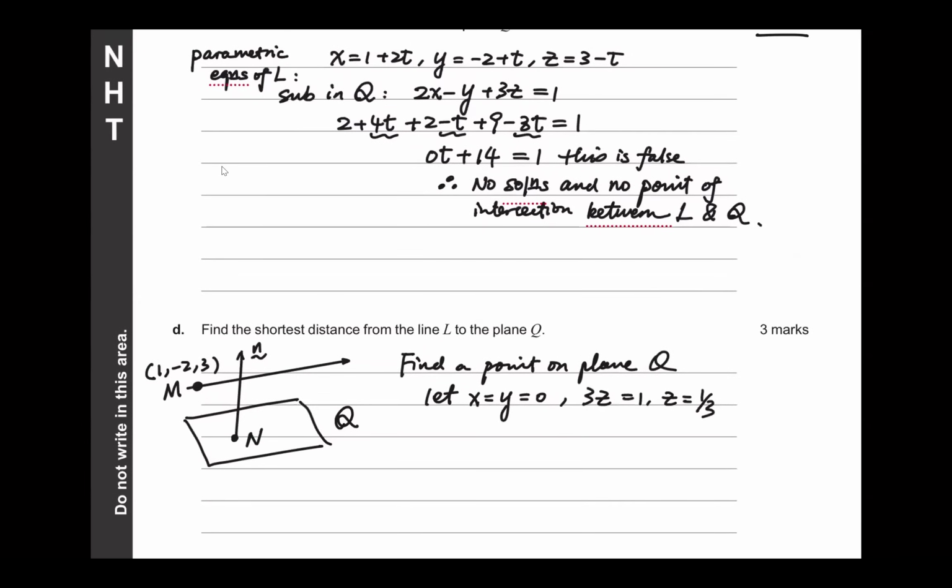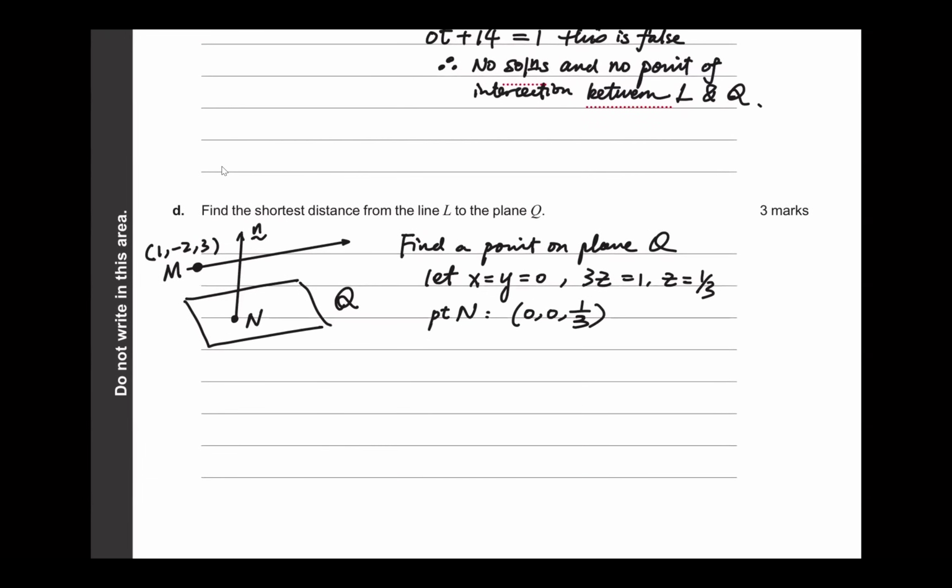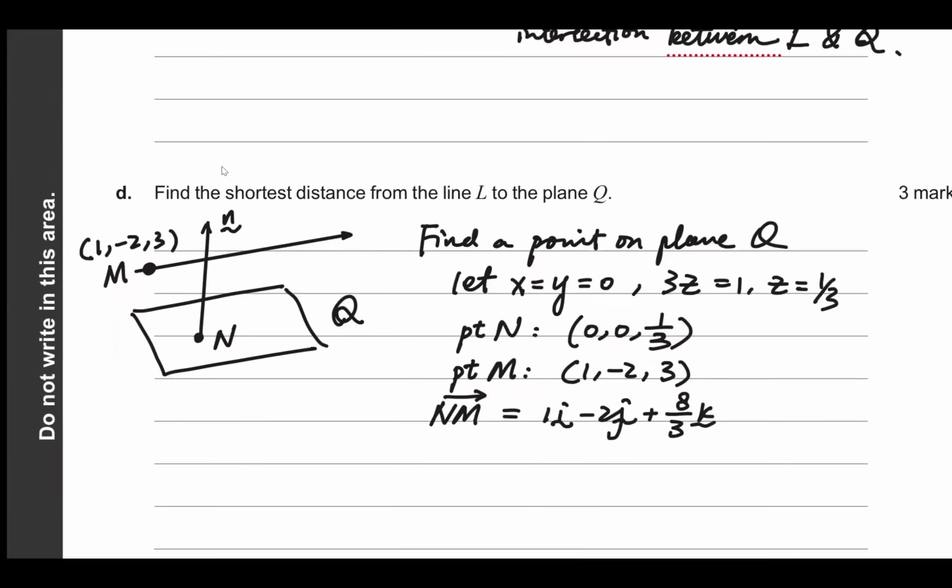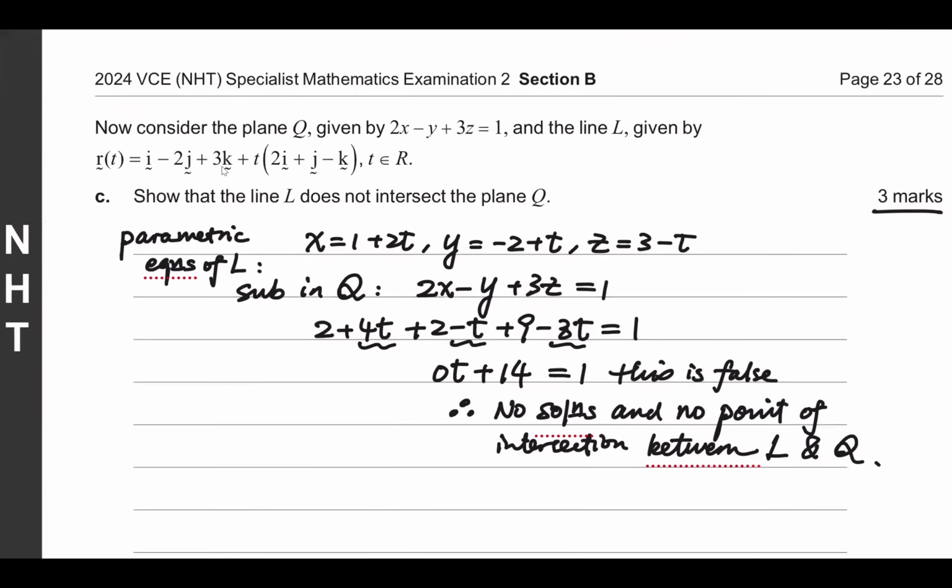So let's name this as N. Point N is 0, 0, 1/3, okay? Point M, 1, minus 2, 3. So vector N to M equals to 1 minus 0, let's say 1i minus 2j, 3 minus 1/3, plus 8 over 3k, something along these lines. And then the normal vector to the plane is 2, minus 1, 3.